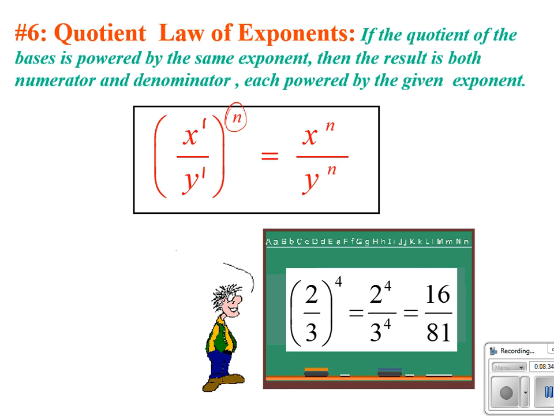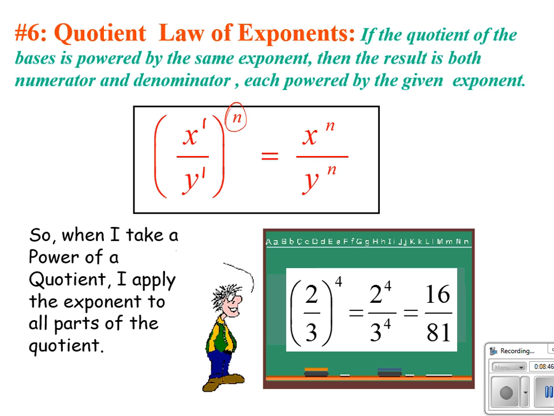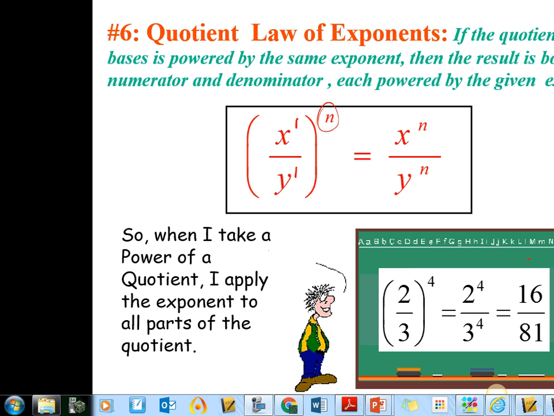So if you have 2/3 to the 4th power, 2 is to the 4th power, 3 is to the 4th power, and then you can put that in your calculator. 2 to the 4th is 16, 3 to the 4th is 81. So when you take a power of a quotient, you apply the exponent to all the parts of the quotient. So again, the quotient law is where you have two bases, the numerator and the denominator, and each has to get the power of n.